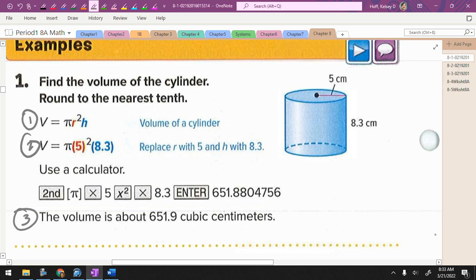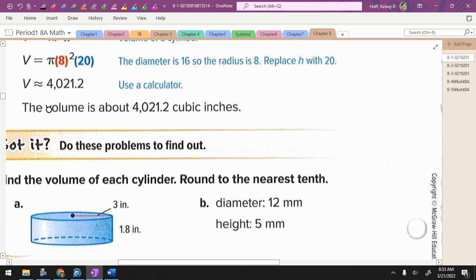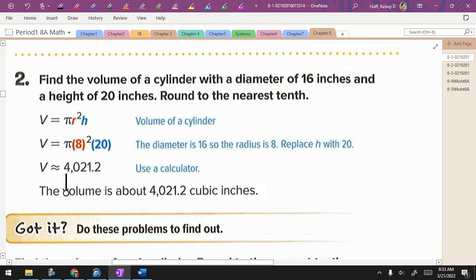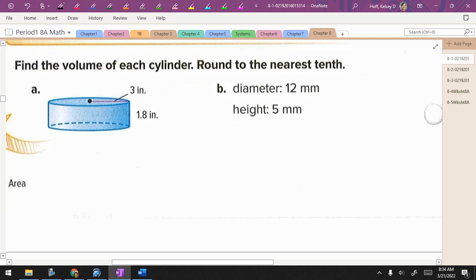All right, so if we go back to our notes, go down to the bottom of 590. Got it, A and B. First things first, we have to write that volume formula. So everybody write V equals pi radius squared height. Pi is literally 2 lines with a line above it. Don't try to make it fancy. Pi radius squared height. V stays V because we're finding the volume.